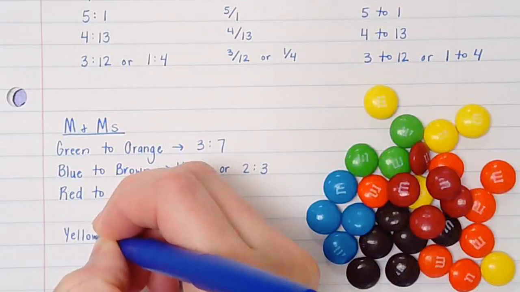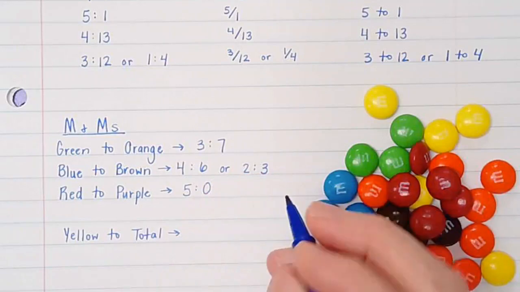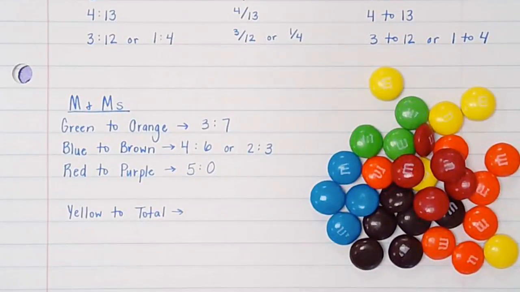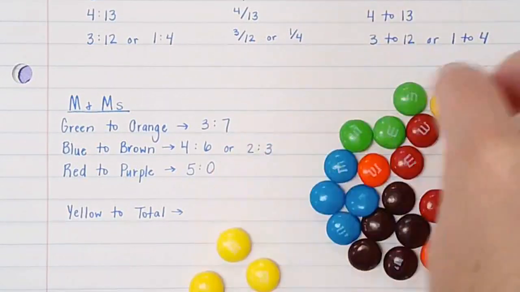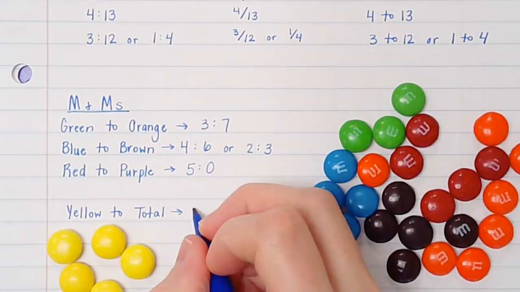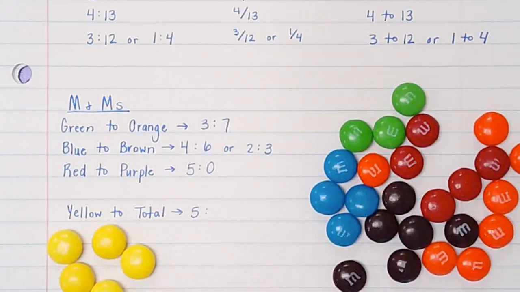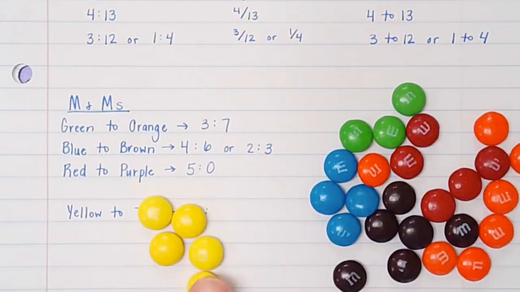Now let me show you, let's say we do yellows to total. I want to find the ratio of my yellow M&Ms to my total number of M&Ms. So 1, 2, 3, 4, 5 yellows. The second thing they asked for was the total number of M&Ms. The one thing kids mess up on the most is that when they find the total, they don't include the yellows. But think about it: is yellow included in the whole bag? Yes, it is. So I have to include these 5 that I've already counted. I have to count all of my M&Ms to get that total number.